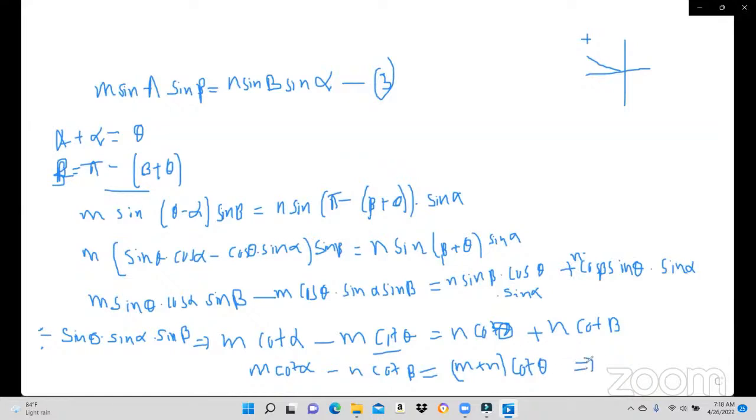What you have to do after this, you have to interchange this one. So m plus n cot theta equals m cot alpha minus n cot beta. That is the proof of the first form of the cosine rule. Okay, we'll see how we prove the second format. The same thing you want to apply for the second format as well.